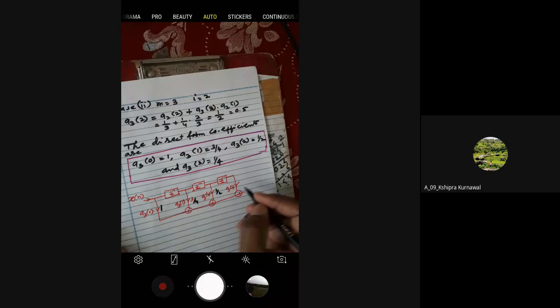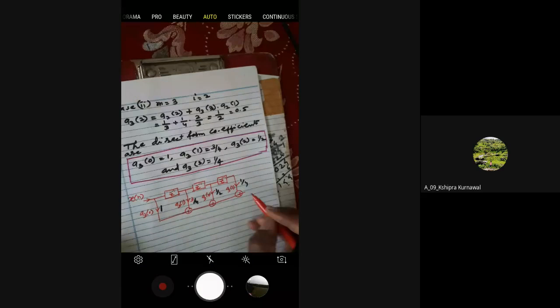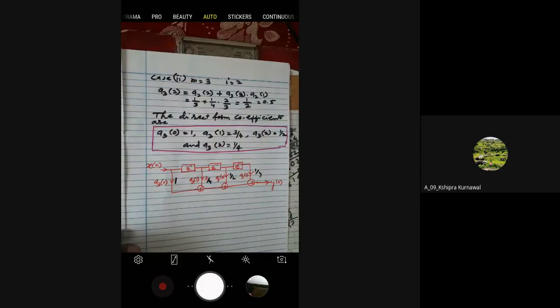What values do we write? These are the values: this is 1, this is 3 by 4, this is 1 by 2, and this is 1 by 4. Finally we add them to get the output y of n. So this is the way we draw the direct form structure for these values.